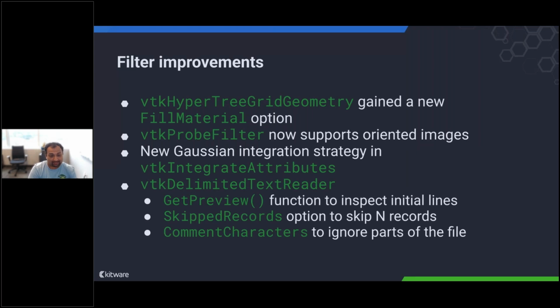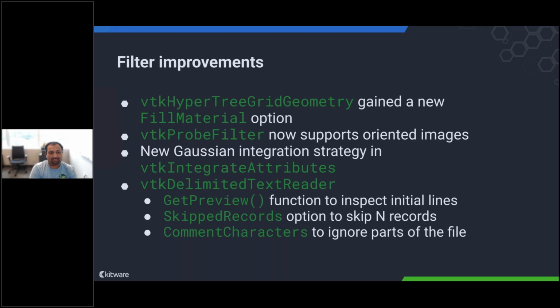In addition, a lot of different filters have been improved. The hypertree grid geometry filter, which creates the geometry representation of your hypertree grid, now has a new option called fill material, which is on by default. If it's disabled, then you'll just see edges of your data set, so it'll output just the edge lines of your geometry.